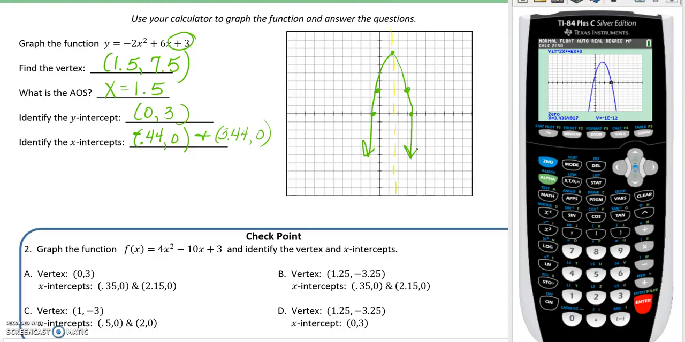Okay, the video will stop for a minute for you to do checkpoint 2. Go ahead and restart it when you are finished.